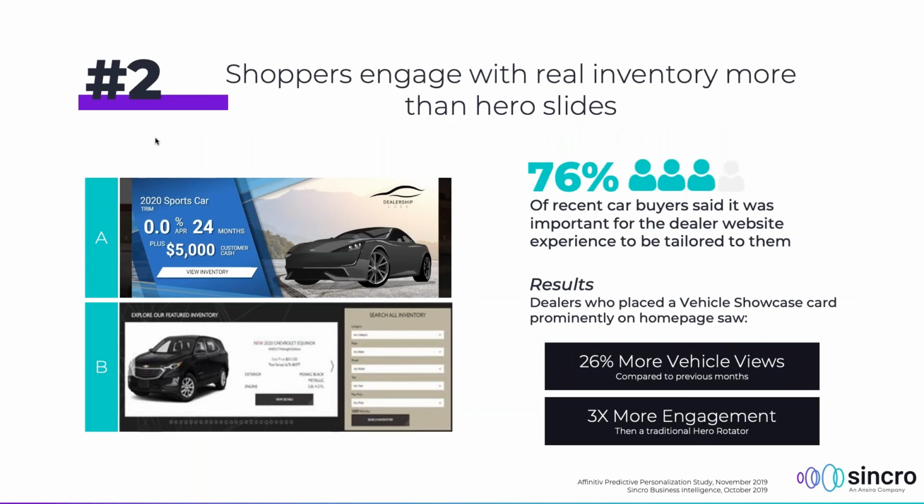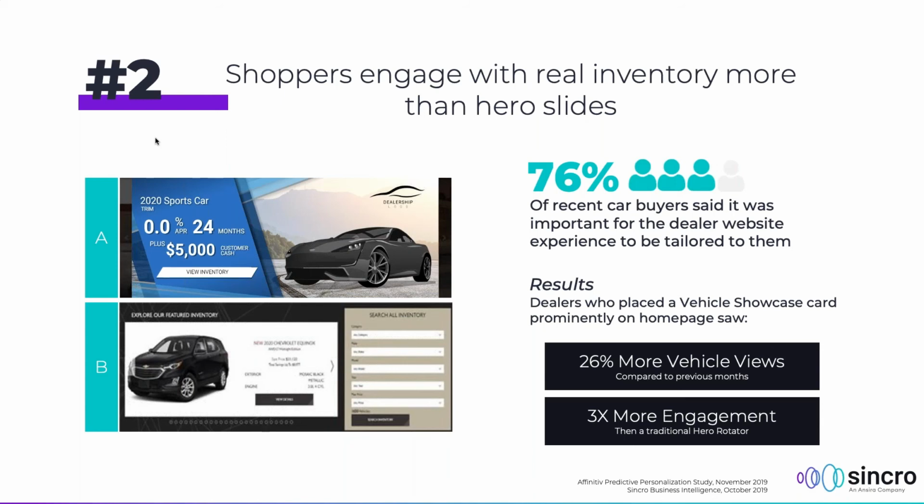The number 2 thing we learned is shoppers will engage with real inventory more than they will engage with a hero slide. So those rotating banners, what we're learning is 5 years ago, 10 years ago, 15 years ago, the chance that your customer saw the marketing message was slim, right? The internet has evolved, the way people shop has evolved. Now the chance that somebody's already seen your marketing message is probably what drove them to your website. When they get to your website, they want to take action. They don't want to have to be marketed to again.